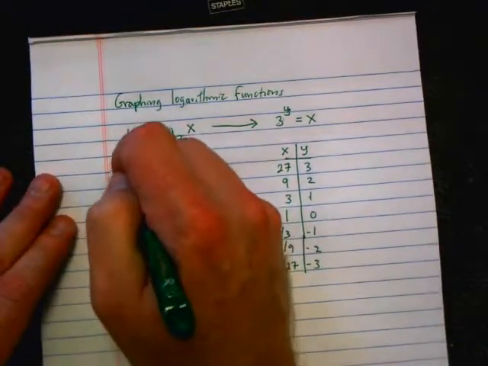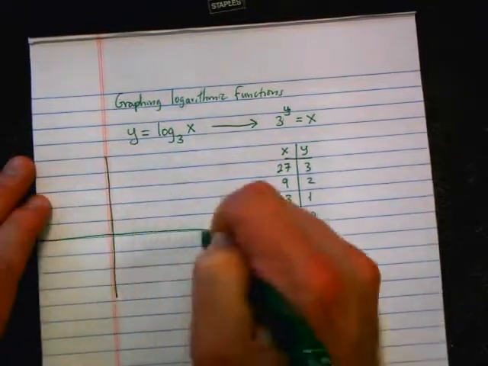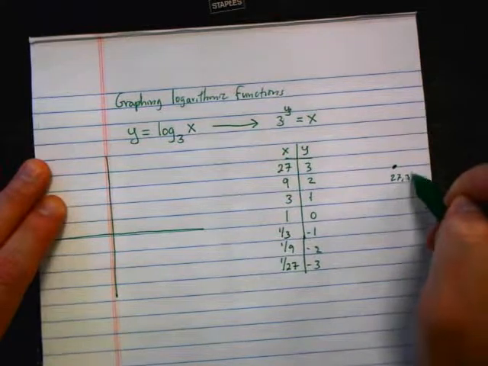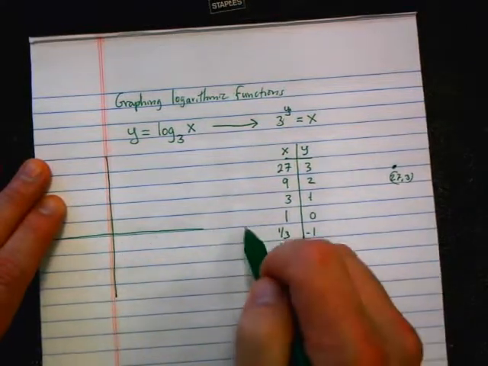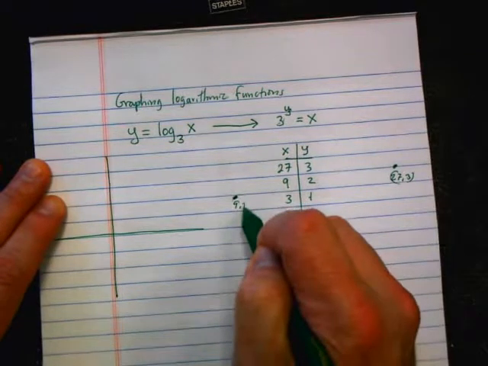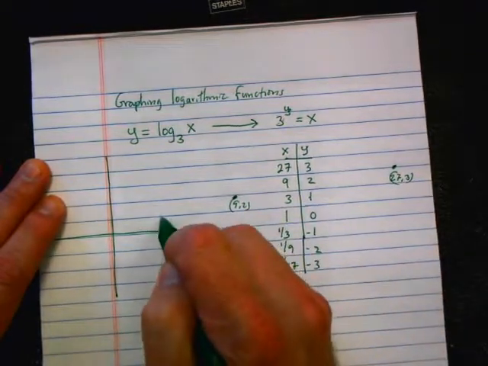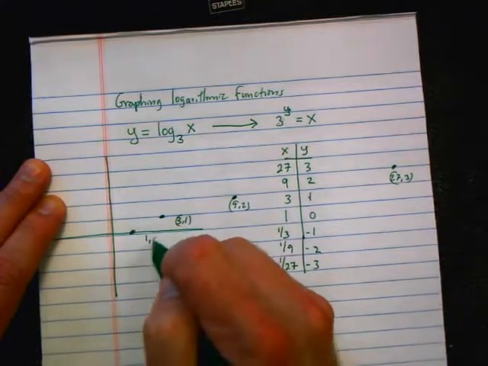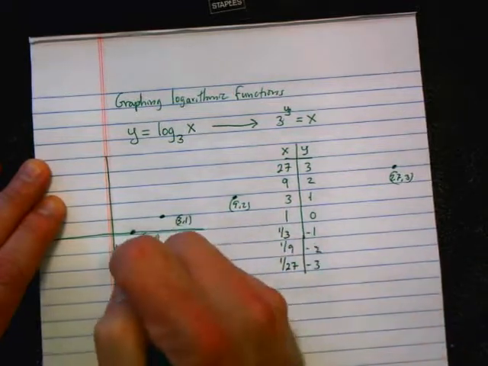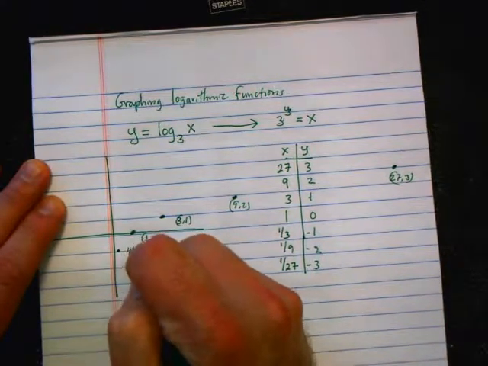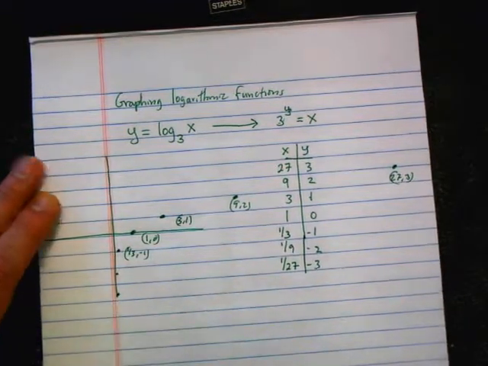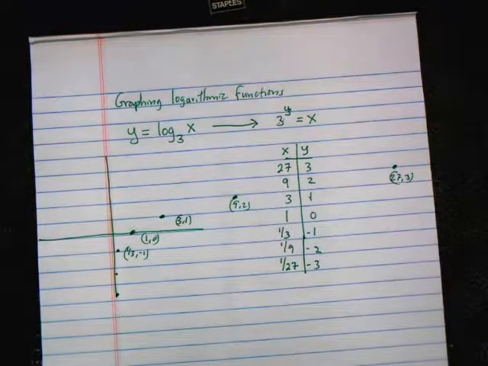All right, so this graph would look like this. I have 27, 3. That's way over here somewhere. I have 9, 2. I have 3, 1. I have 1, 0. I have 1/3, negative 1. I have 1/9, negative 2. I have 1/27, negative 3. It's a sideways exponential. That's correct.